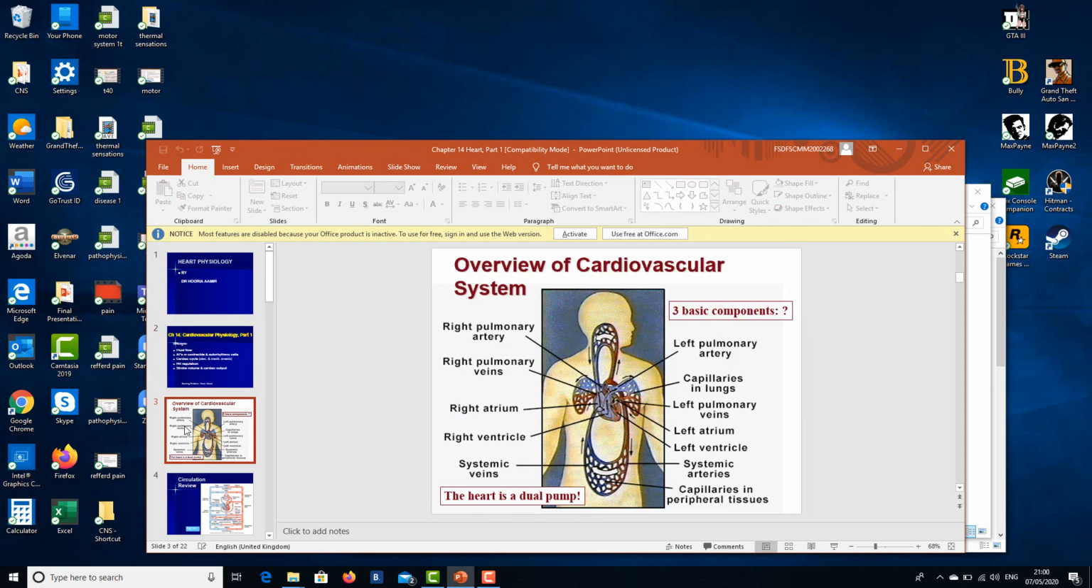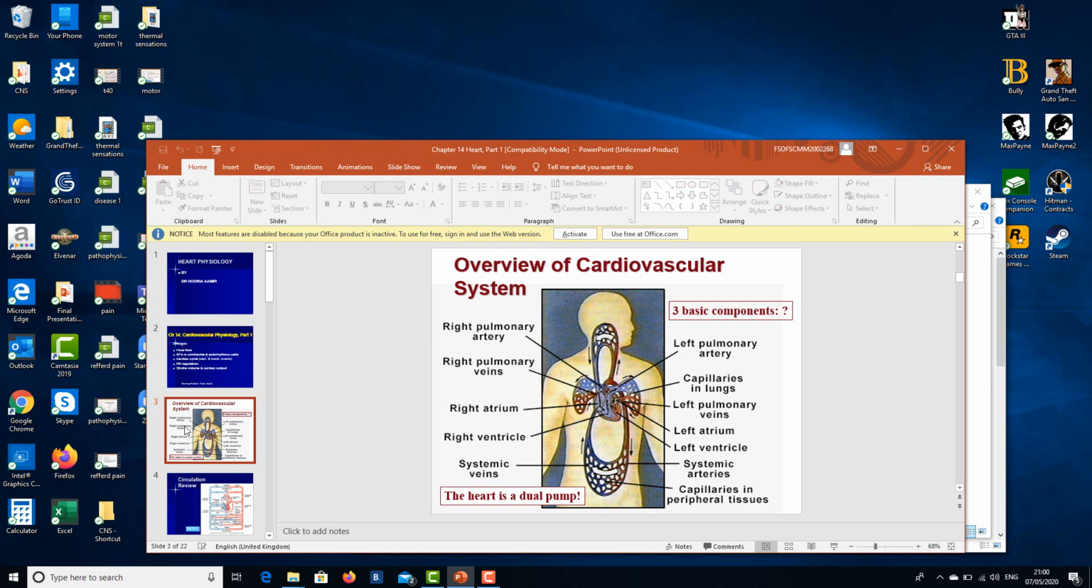Now, I think this diagram, all of you have seen so many times up till now. It is there in the matric book. It is there in the FSc book as well. You can see that the heart is actually a dual pump. Now, what does this dual pump mean? It means that there are two different pumps at the same time. One is on the right side and the other one is on the left side.